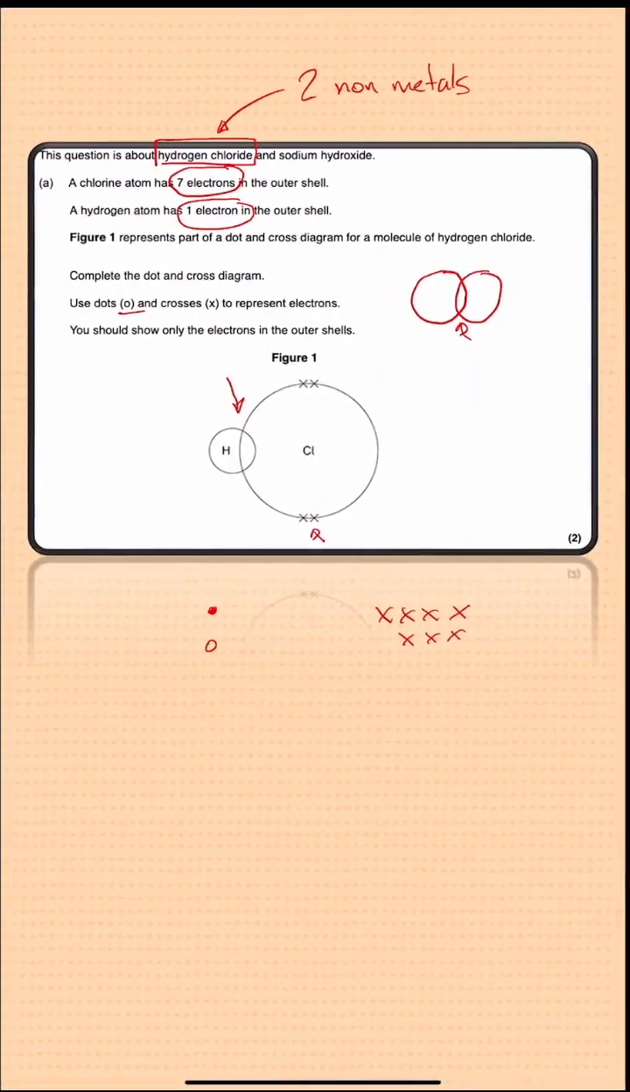So let's do something similar here. How many electrons does, let me cross this out. So hydrogen has 1 electron. Chlorine's, we've already put 4 here. So there's 3 more left. 1, 2, 3. How many electrons go in the middle? How many electrons go in the middle here?